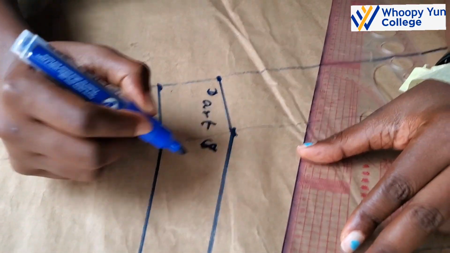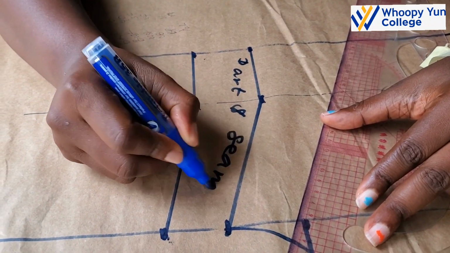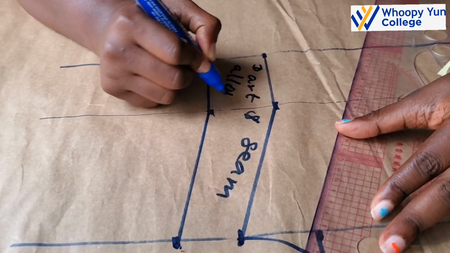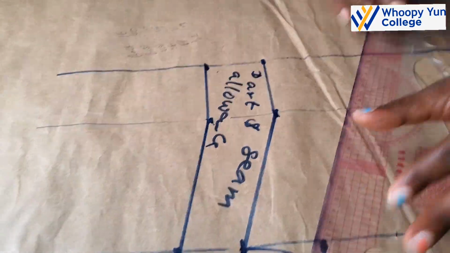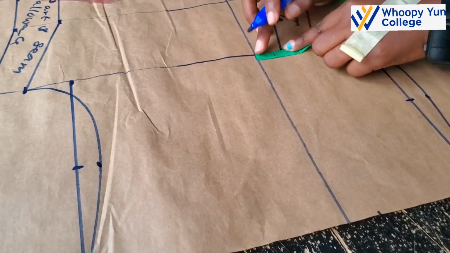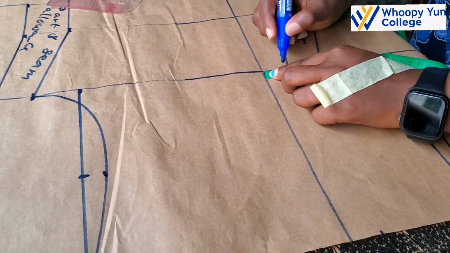So I'm also writing seam and that allowance, because we're also going to put that at the back, and we're also going to sew the back panel to the front panel.